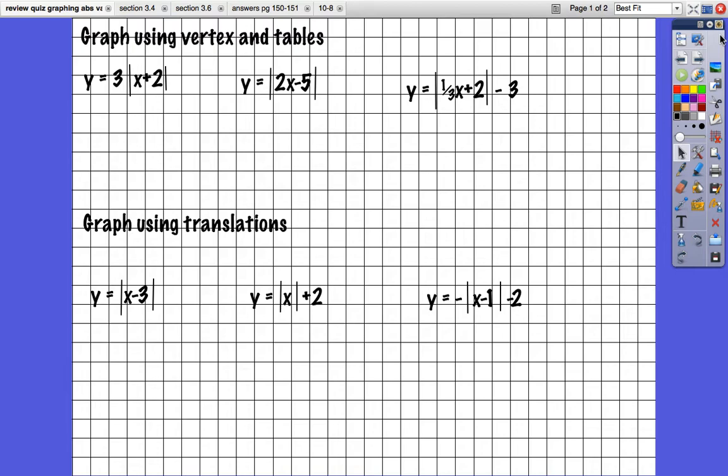All right, let's run through these examples to get you ready for your quiz for tomorrow. The first three are going to ask you to graph using your vertex and tables. Remember, your vertex is opposite of b over m. So your b is the number that's being added or subtracted inside that absolute value.